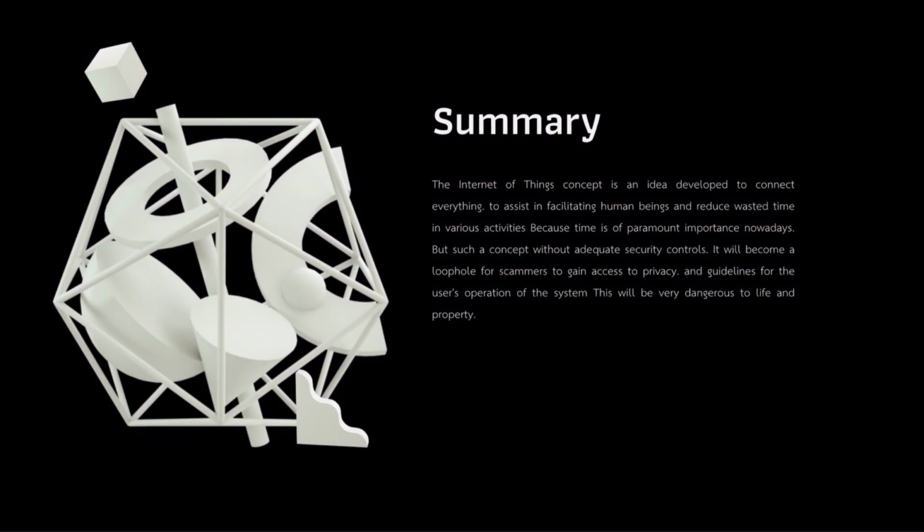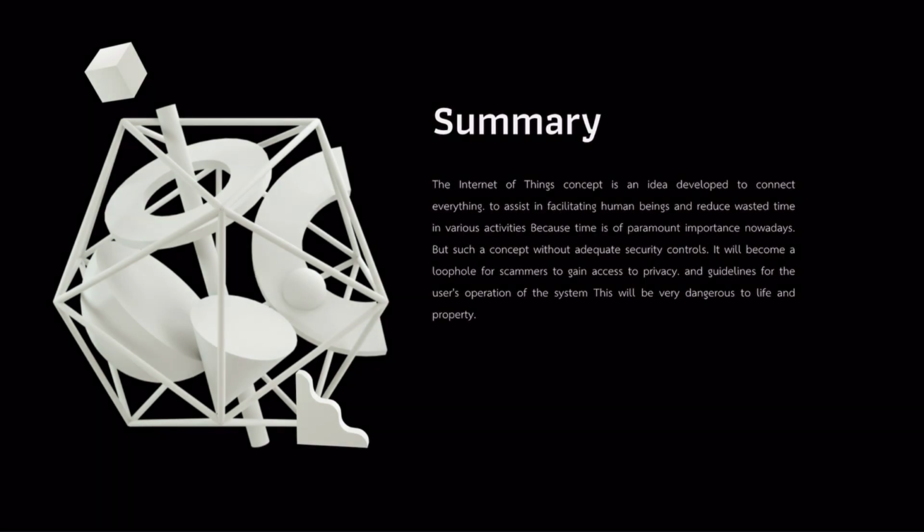Summary: the Internet of Things concept is an idea developed to connect everything, to assist practical human life and reduce waiting time in various activities, because time is of paramount importance nowadays. But such a concept without adequate security control will become a loophole for scammers to gain access to privacy and guidelines for the user operation of the system. This will be very dangerous to life and property.